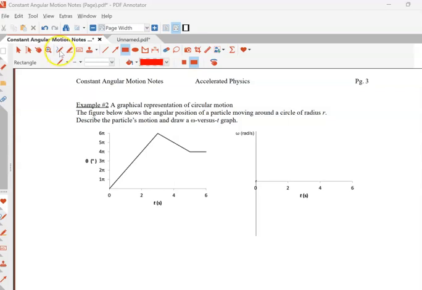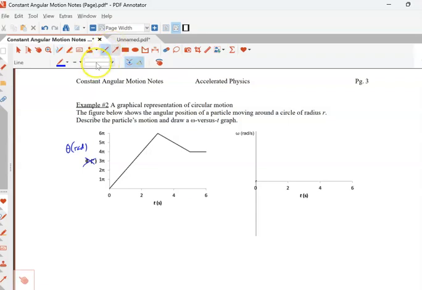So we see a graph of an object that is changing in angle over time, and on the vertical axis we have this plotted. There's a typo here actually. That should be theta, and I think that should be in radians, not degrees. Okay, over time, right? And then we're asked to plot the graph of the angular velocity over time.